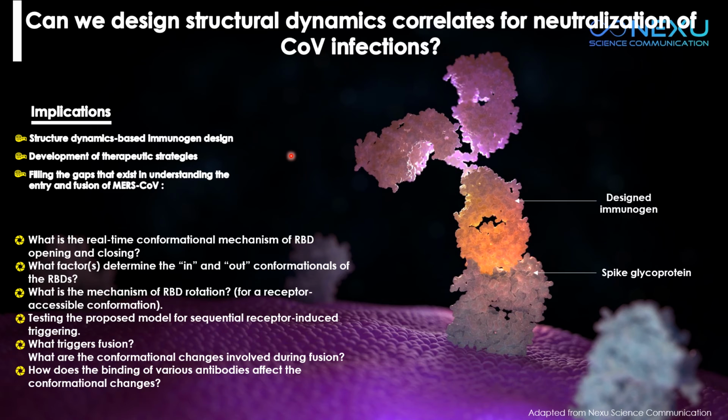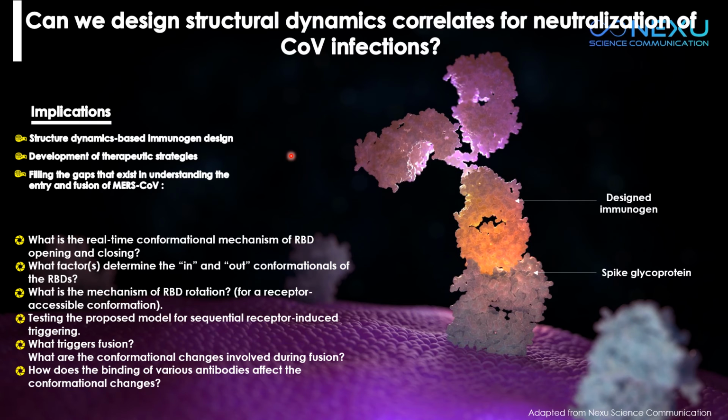Now once we have discussed in detail the structural dynamics of the spike protein, a very important question which comes up is, can we actually design structural dynamics correlates for the neutralization of CoV infections? So what will be the implications of this? Like understanding, what will be the implication of understanding in detail the different conformational dynamics of the spike protein, whether it is MERS-CoV or SARS-CoV or SARS-CoV-2?